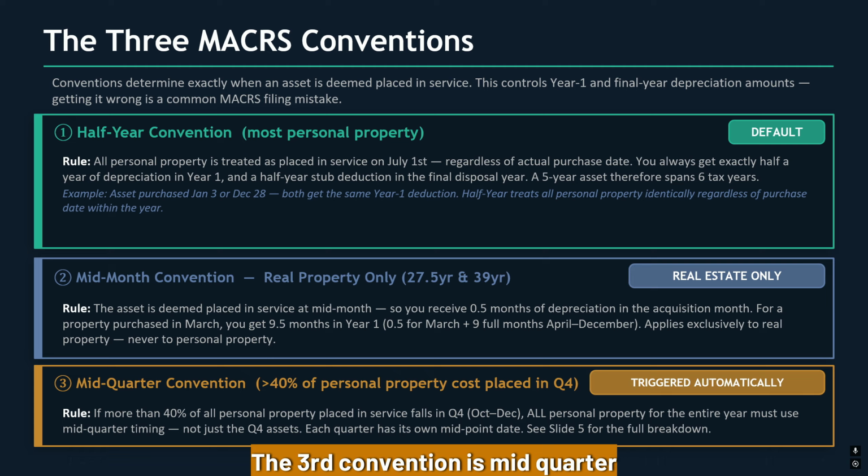The third convention is mid-quarter, and this one is a trap that catches many taxpayers off guard. It is triggered automatically. You do not choose it.